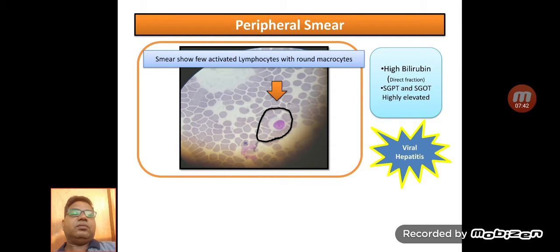And I remember this case. Basically this patient had high bilirubin, the direct fraction was very high, and SGPT and SGOT were extremely high, more than 2000 international units per ml. So this is a typical case of viral hepatitis. So before seeing the smears, we can also diagnose it by the histograms.